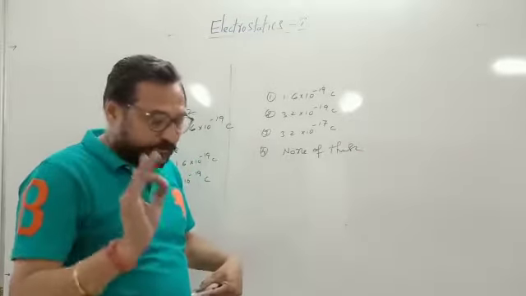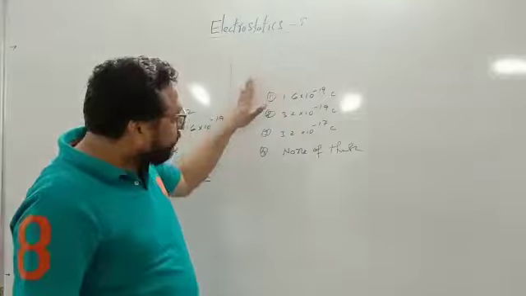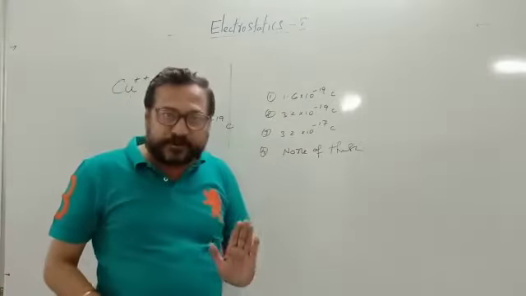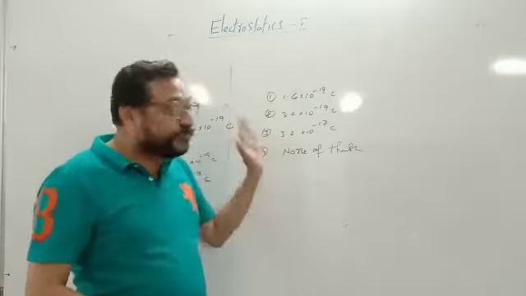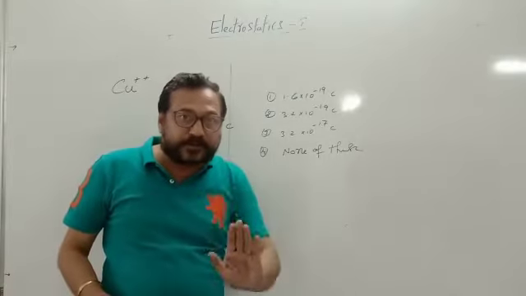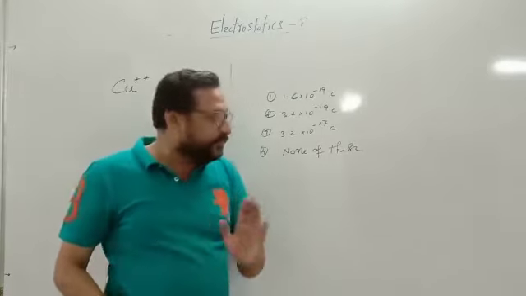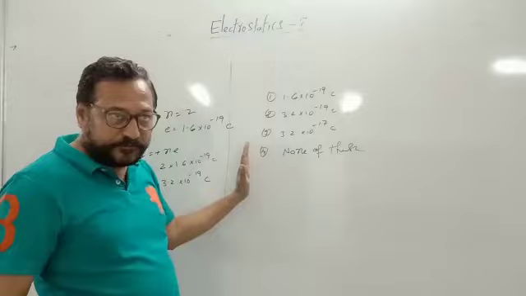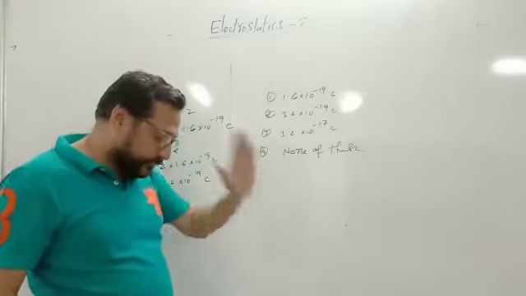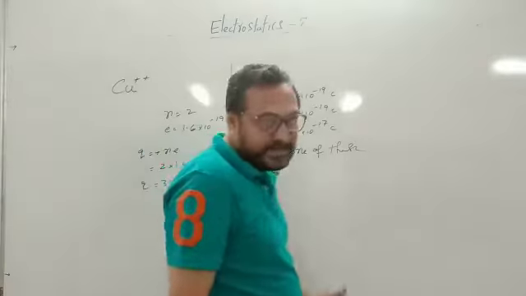Then what is the correct answer? I repeat the question. Which one amount of charge is not possible on a body? This is the question, and there are four alternatives. Which one is correct? So, we have discussed the answer.